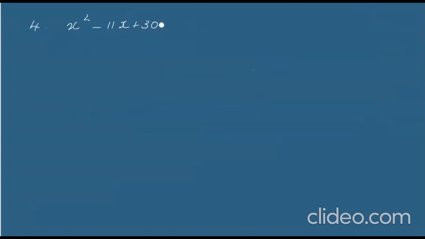X square minus 11x plus 30. So what is the condition here? If you multiply, you should get positive 30. And if we add, we should get negative 11. So look at here. Here the middle term is 11. Here the positive, here this positive. So to multiply, we get a positive number means the chances are either both are positive or both are negative. Since there is a negative sign in the middle term, we have to consider the negative numbers also.